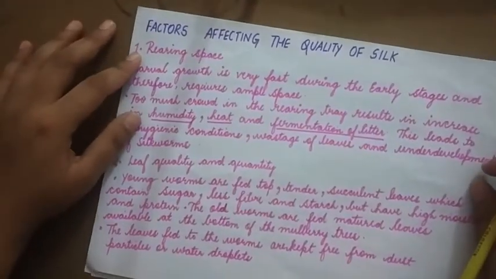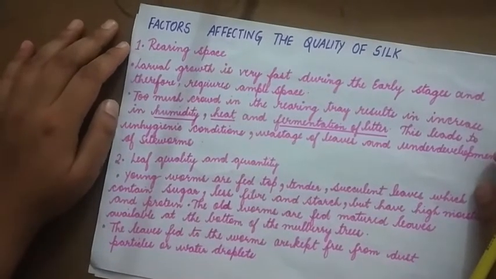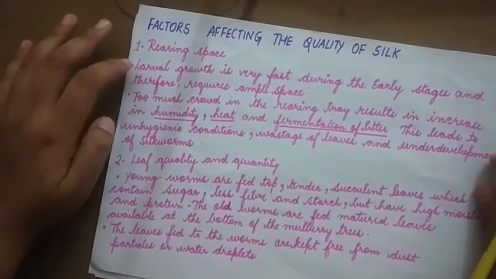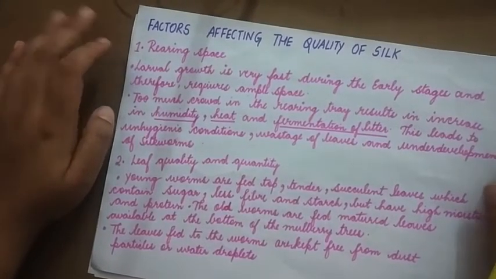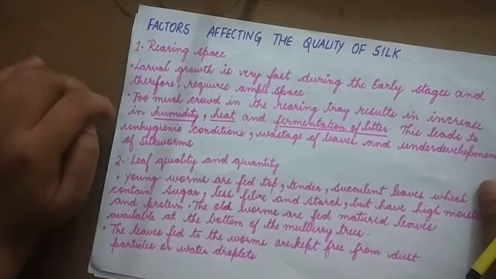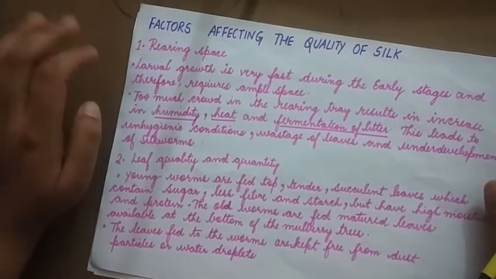What are the factors affecting the quality of silk? First one is rearing space. Larval growth is very fast during the early stages and therefore requires enough space. Too much crowding in the rearing tray results in an increase in humidity, heat and fermentation of litter.